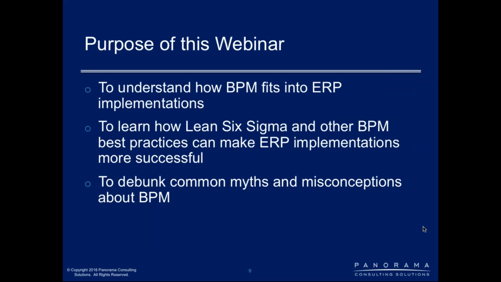But we'll get into the purpose of the webinar, and it's fairly straightforward what we hope you'll all gather or gain from today's session. The first is to understand how BPM fits into overall ERP implementations, and it will also discuss the whole concept of how BPM can be used as a way to enable an overall business transformation that's overarching and provides kind of a framework in which ERP or enterprise technology can be an enabler. We also want to learn how Lean Six Sigma and other business process management best practices can make your enterprise technology implementations more successful.